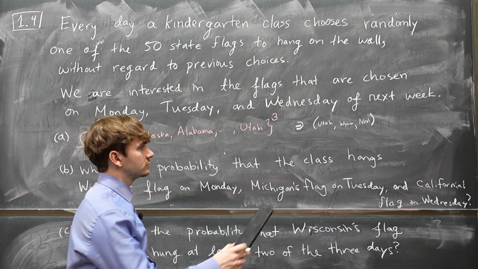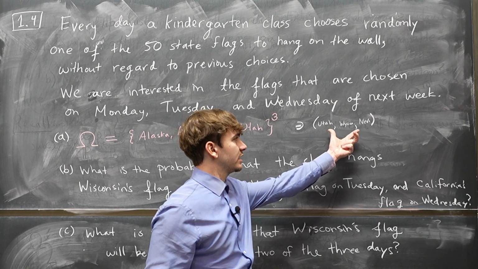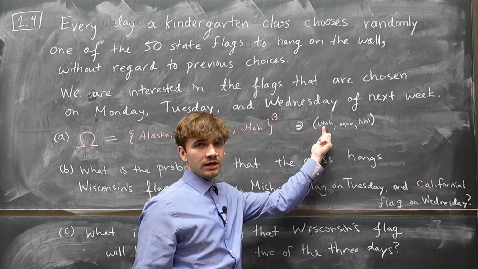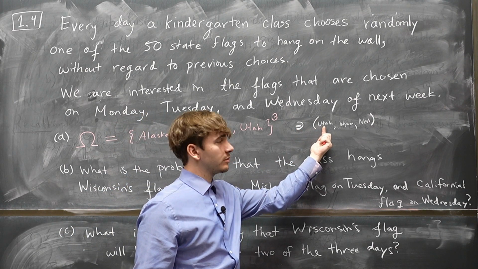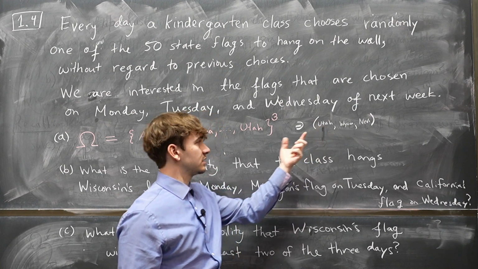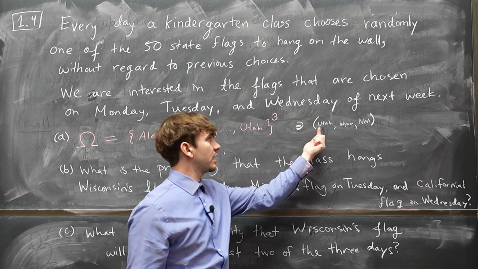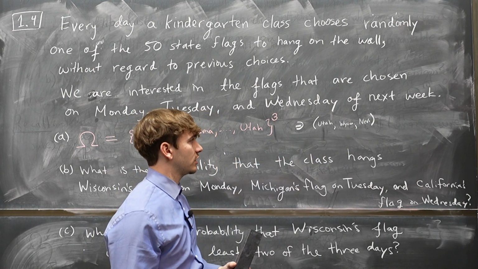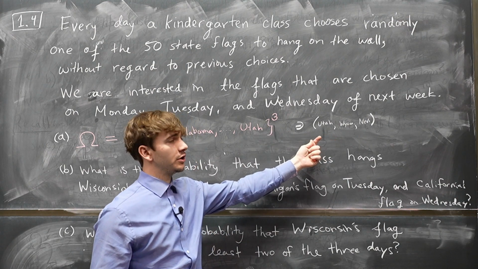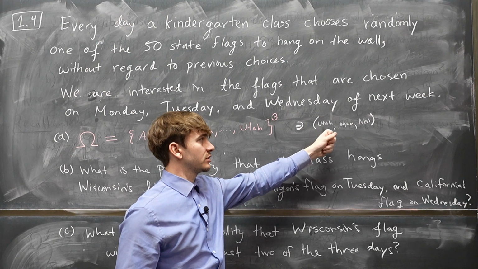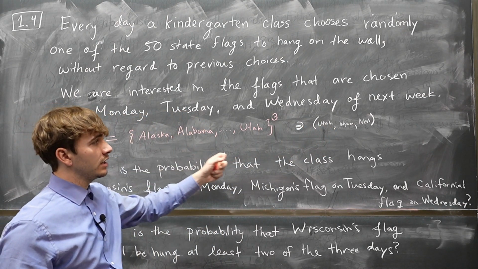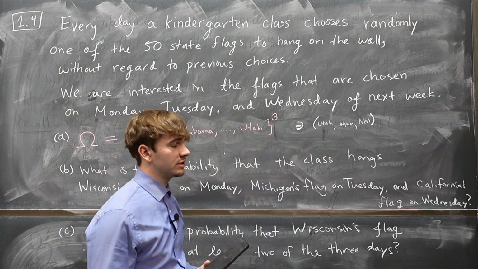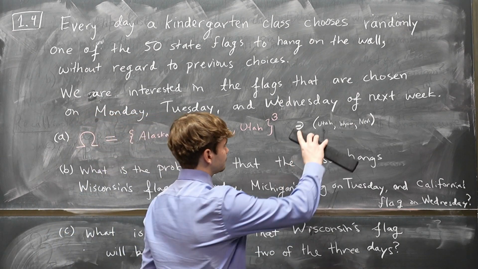These triplets are the typical member of this set to the third power. So each entry in the triplet represents an element of this set. And when I raise the set to the third power, I'm basically encoding these triplets in the following manner. So this is exactly the information that we want to encode. The first element of the triplet is going to be the flag that's chosen on Monday. The second element is going to be the flag that's chosen on Tuesday. And the third element is going to be the flag that is chosen on Wednesday.